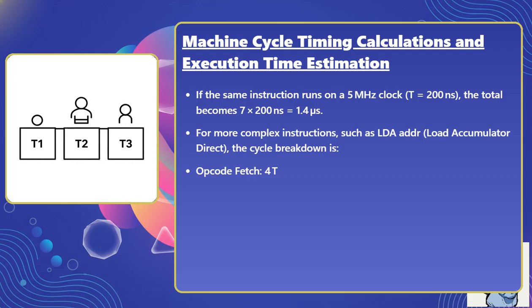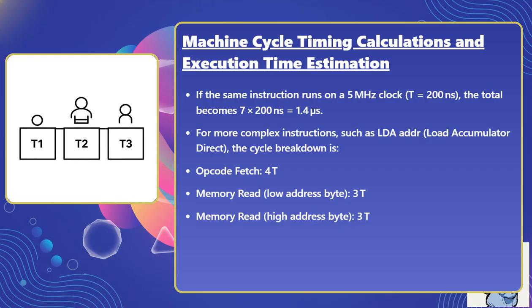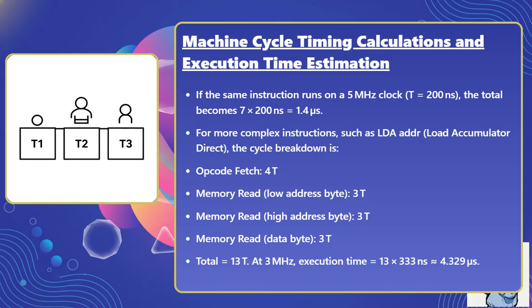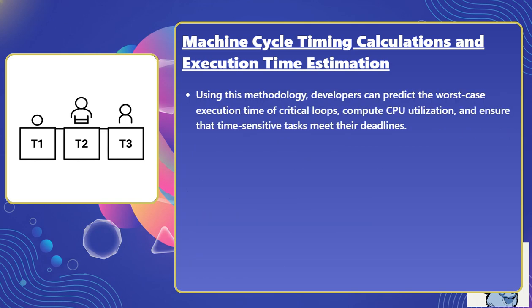Opcode fetch equals 4T. Memory read low address byte equals 3T. Memory read high address byte equals 3T. Memory read data byte equals 3T. Total equals 13T at 3 MHz. Execution time equals 13 times 333 nanoseconds, approximately 4.329 microseconds. Using this methodology, developers can predict the worst-case execution time of critical loops, compute CPU utilization, and ensure that time-sensitive tasks meet their deadlines.